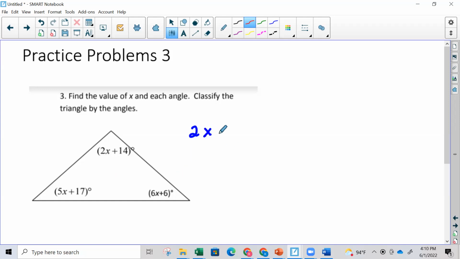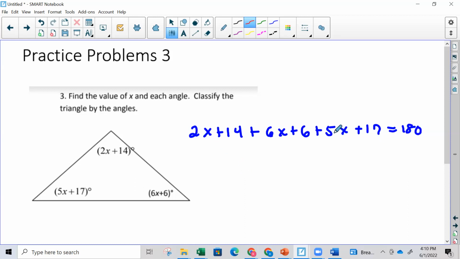So we could add these three angles, and the order you do it really doesn't matter, and set them equal to 180. So then we can combine our like terms. So we have 2 plus 6, which is 8, 8 plus 5, which is 13. And then we can add 14, 6, and 17. So 14 plus 6 is 20, plus 17 is 37. And that's equal to 180.